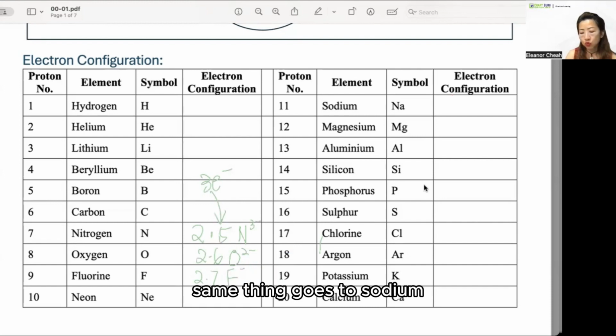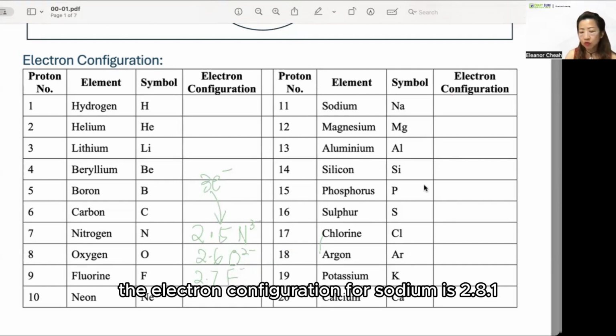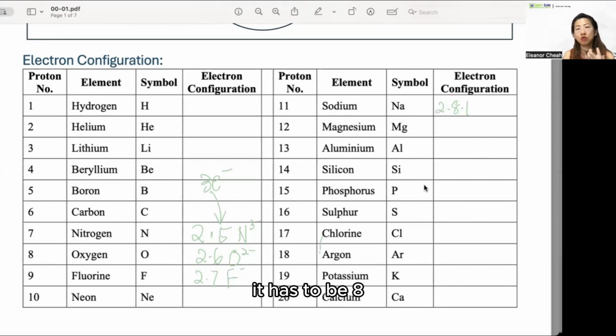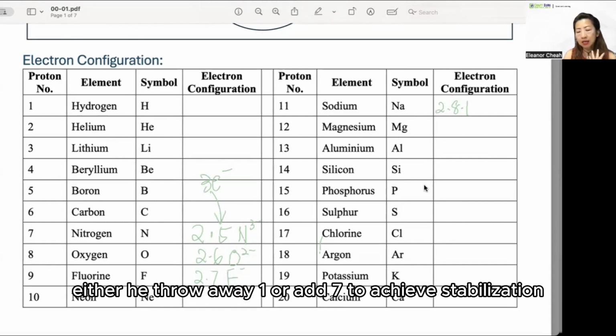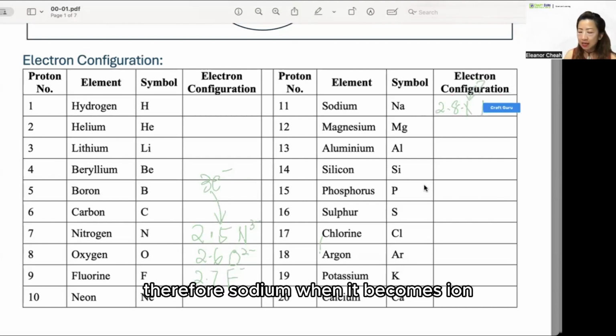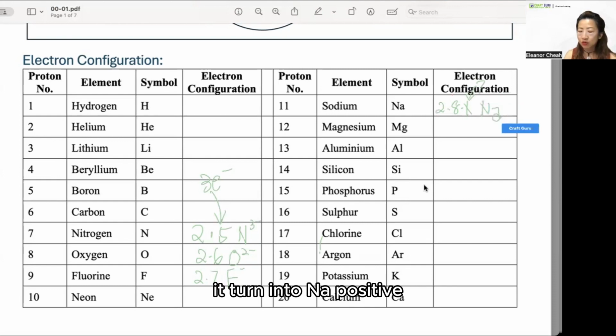Same thing goes to sodium. Just now we saw the electron configuration for sodium is 2.8.1. For the third shell, to become stable, it has to be 8. Either it throws away 1 or adds 7 to achieve stability. Of course, again, throwing away 1 is easier. Therefore, when sodium becomes an ion, it turns into Na positive.